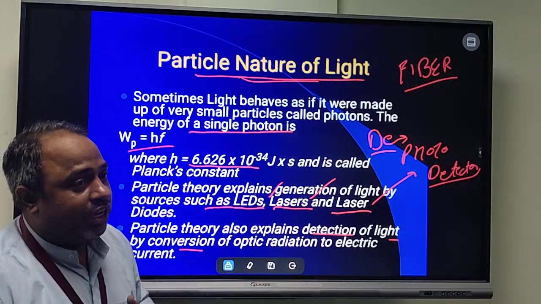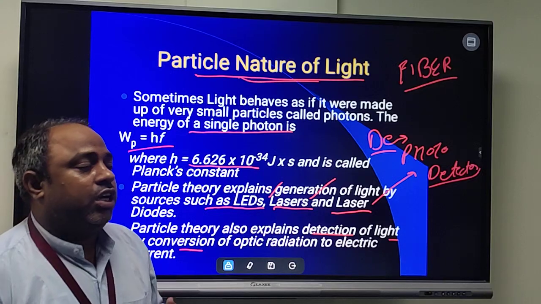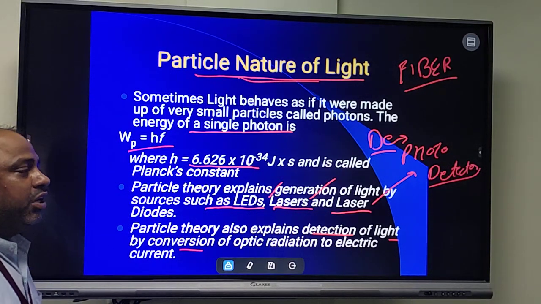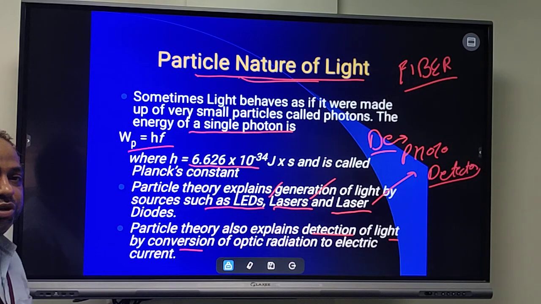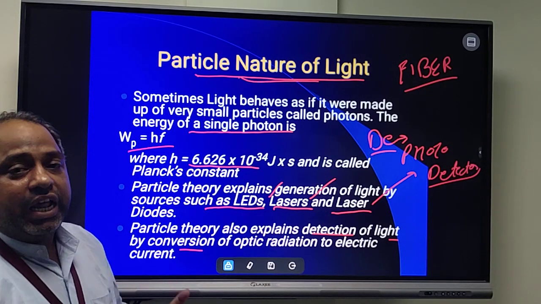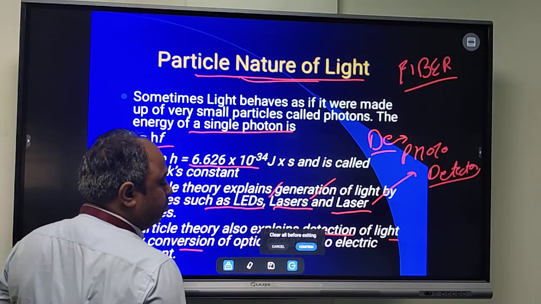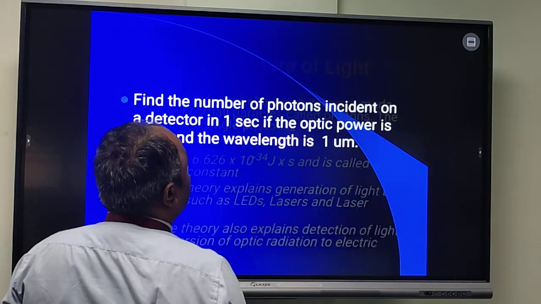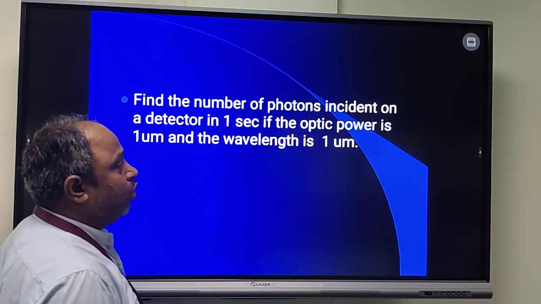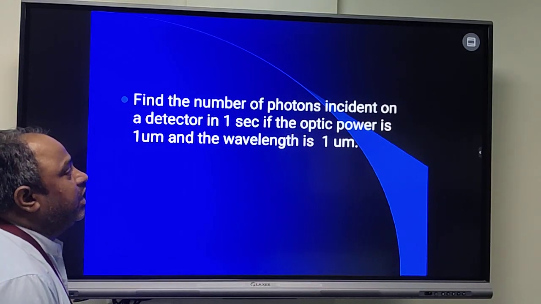If that is going very efficiently and effectively, it plays a very pivotal role in communication, to travel a large amount of data without any delay, without any lag, with the help of optical fibers. Now come to the next point about optical communication: find the number of photons incident on a detector in 1 second.